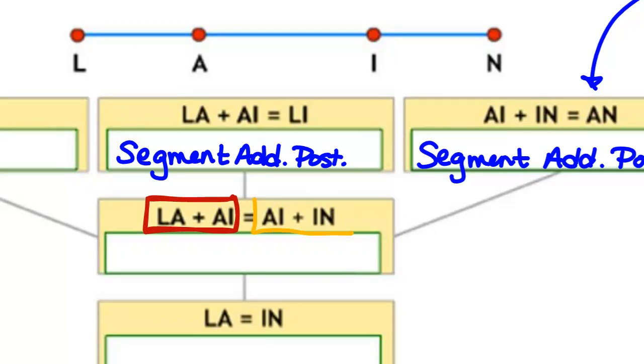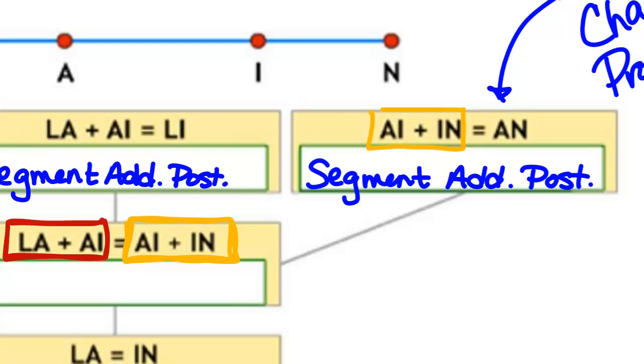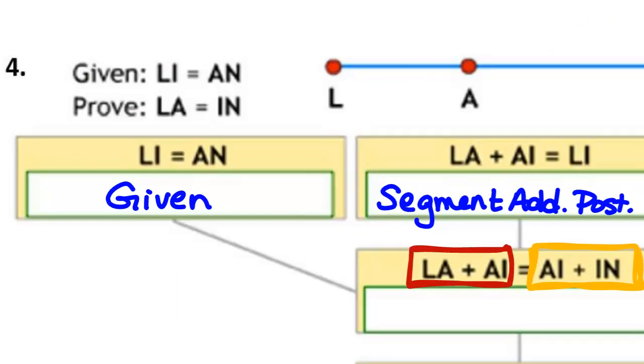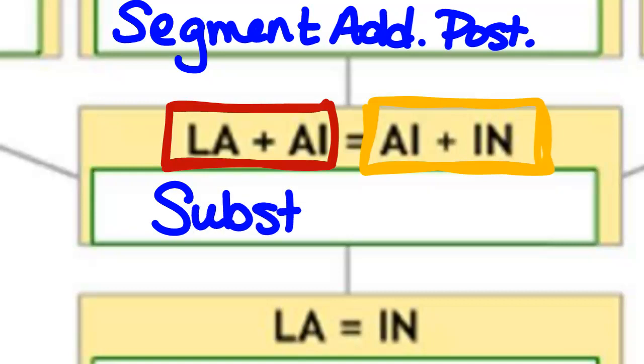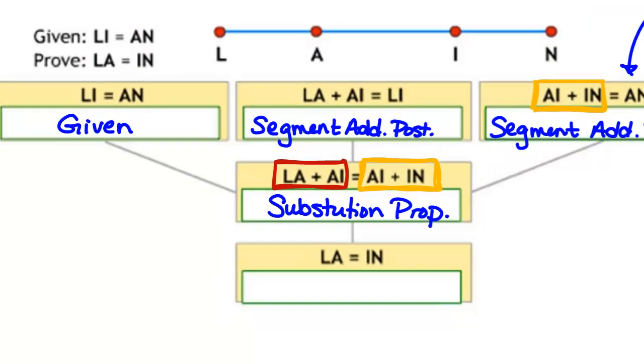What about this AI plus IN? I see AI plus IN right here. It says it's the same size as AN. Over here I have AN. I can take this AN out and replace it with this because they're of equal value. What would let me do that? Substitution. So we use substitution in two spots for that. That's my substitution property there.